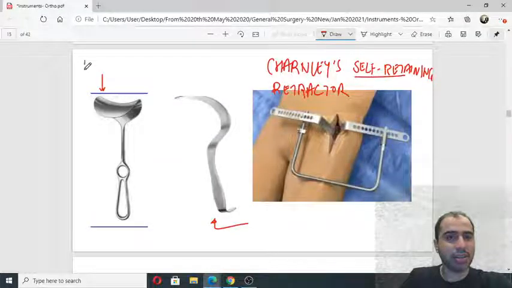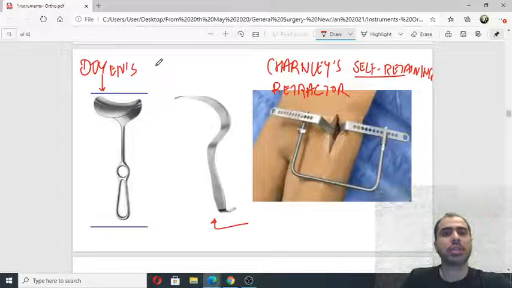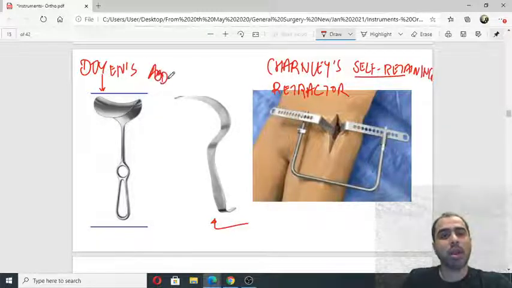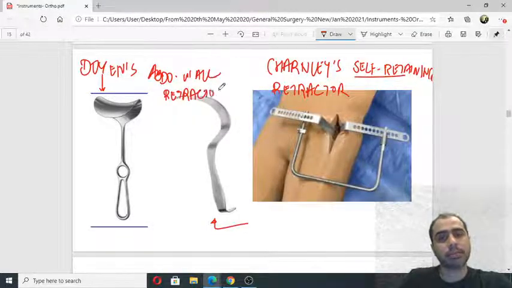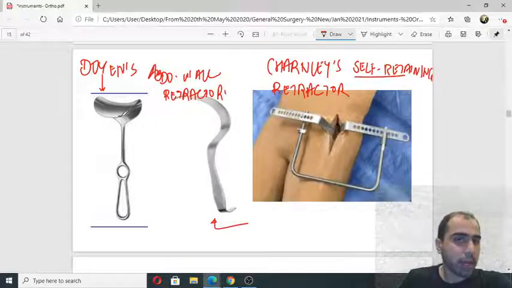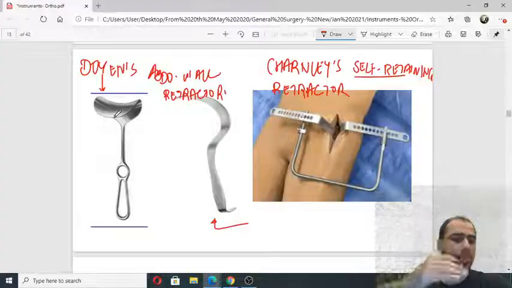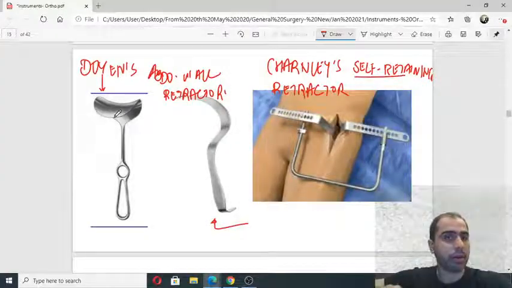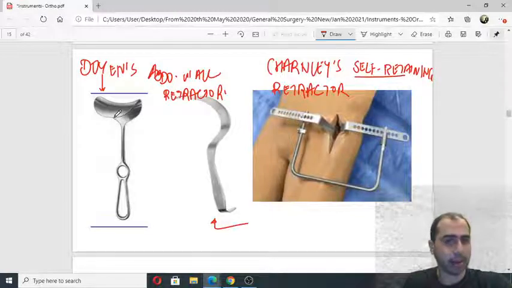Yes, thank you Kritika. This is Doyens, but you don't call it Doyens, you should call it Doyens abdominal wall retractor. Okay, it's a very bulky retractor. It will go throughout the abdominal wall, means skin, subcute muscles till the peritoneum. The whole of it, it will retract. So it is an abdominal wall retractor.